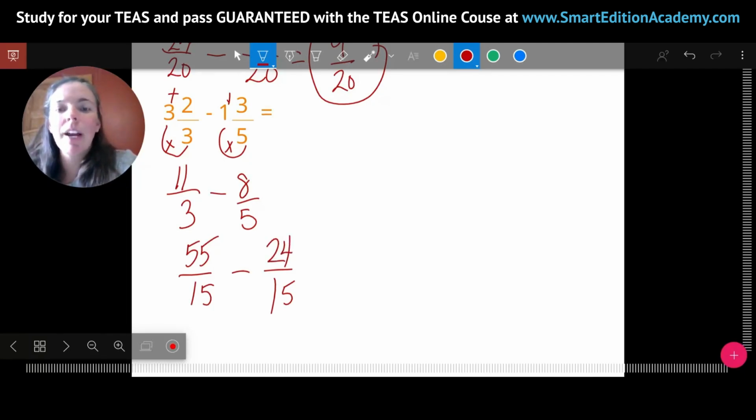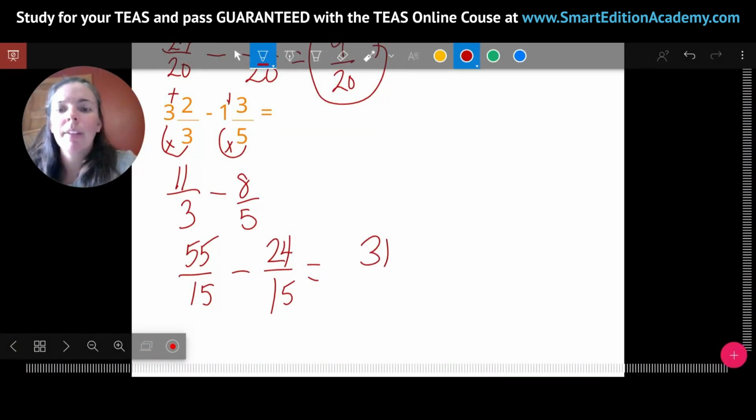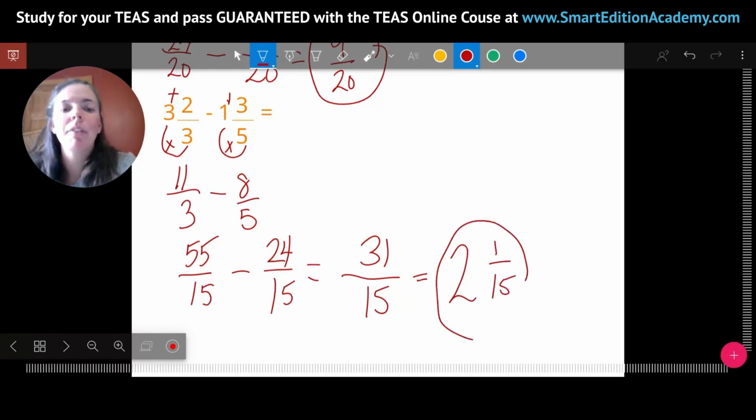So I have to do 55 minus 24. You can plug that in your calculator if you find that you struggle with some of the math, just keeping it straight. 55 minus 24 would be 31, and then over our denominator of 15. So now I have an improper fraction. More than likely, they will want you to turn this back into a mixed number. So 15 goes into 31 twice. That would be 30. So I would have 1 left over. 2 and 1/15.